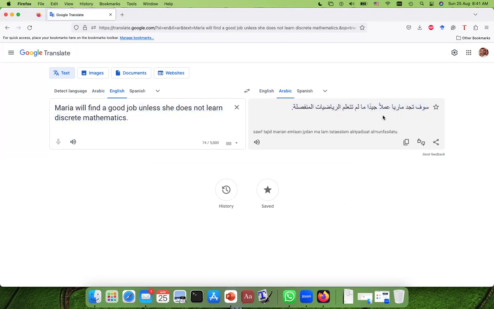Let's see if it's okay or not, I don't know. Read it and understand it. Here the sentence is something positive or negative. Here the meaning is that Maria finds a job. What is the meaning of this sentence? Maria finds a job if she must learn discrete mathematics. It is the meaning. Now you are accepting this. Okay, Jazakallah khair.